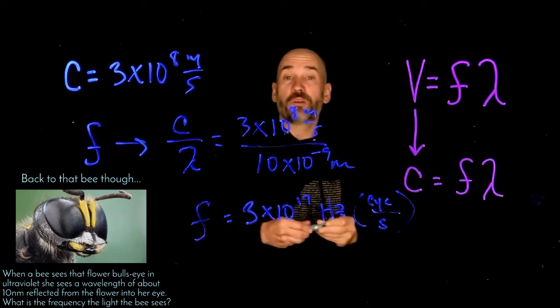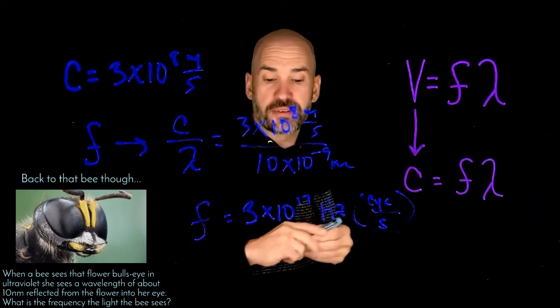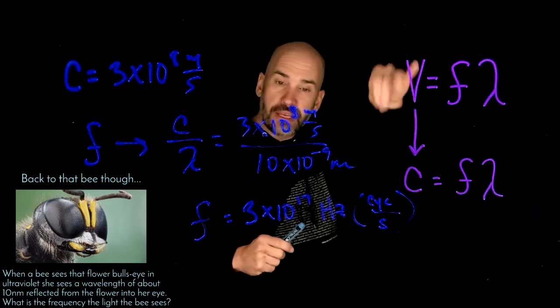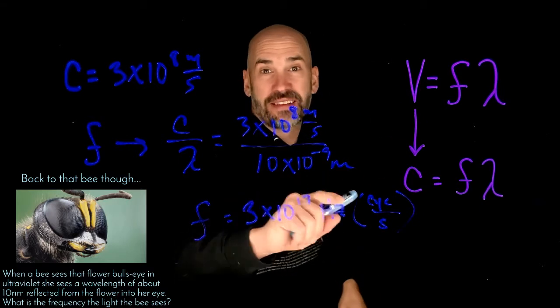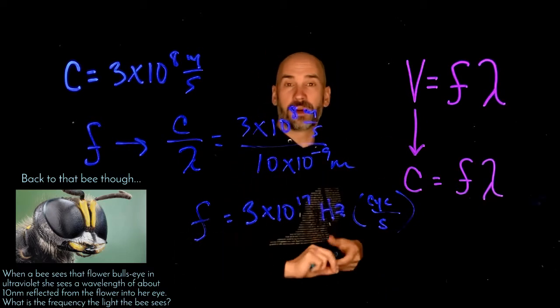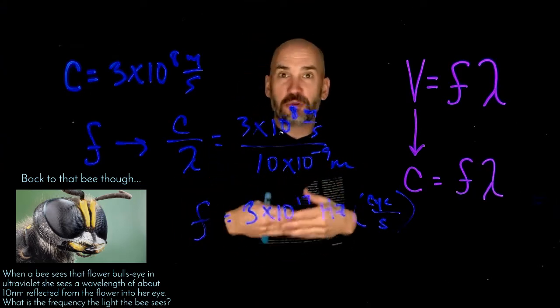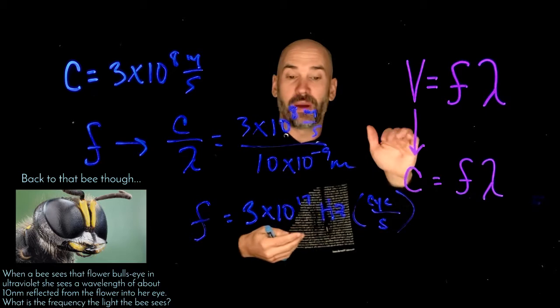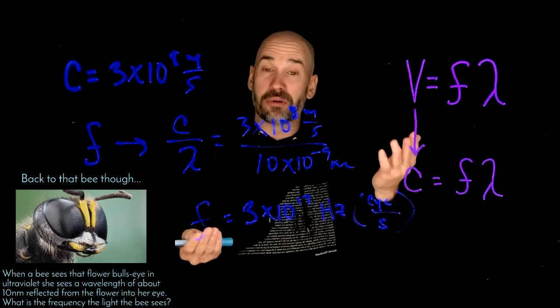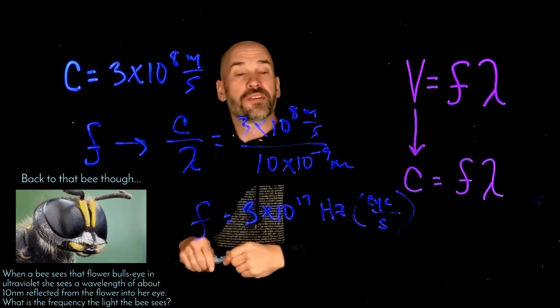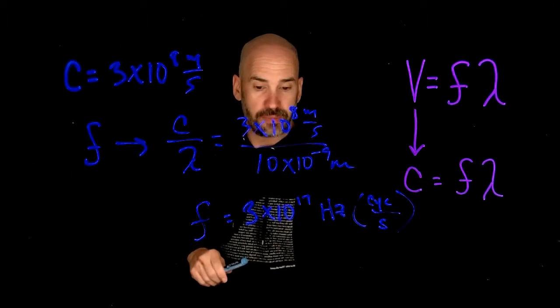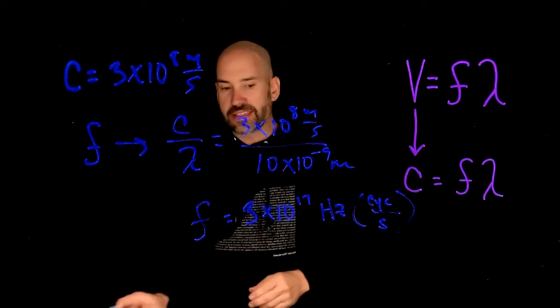But frequency really just means how many times does that light oscillate in 1 second, and that's 3 times 10 to the 17. That's a preposterously huge number, and hopefully it just gives you some sense of the magnitude and scale of how fast electromagnetic light actually vibrates. Okay, so that's that. Pretty basic. And I think it's worth sharing.